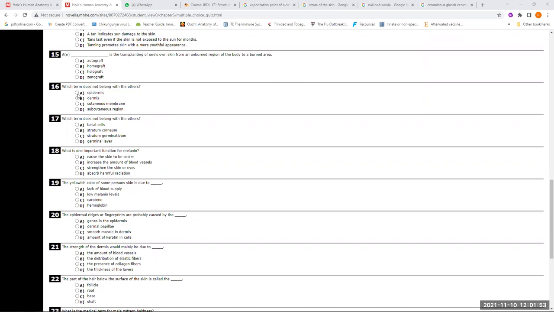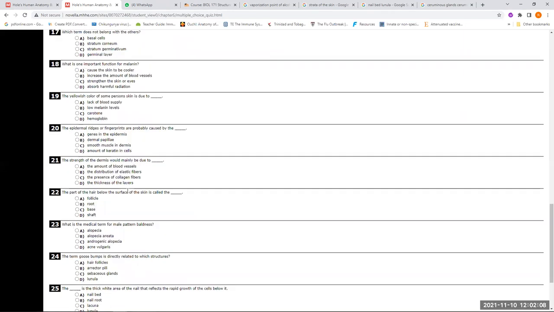Yeah, the epidermis should be the outer. There's the uppermost, and all of these are below. Right? You have the dermis, the cutaneous, and the subcutaneous region. But this one is way out on the top, so it doesn't belong with these. All these others aggregate together. So, yeah, very good. All right, let's look at another.